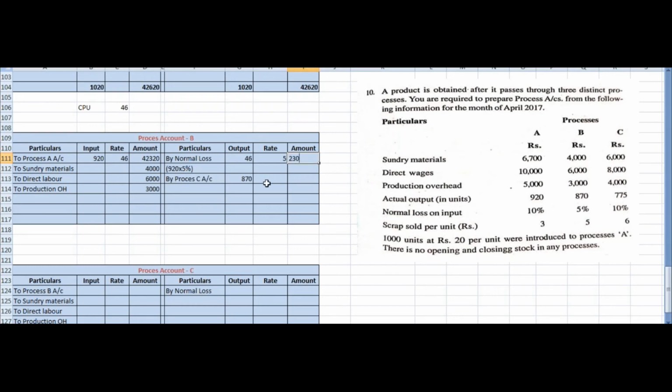Tell me now, abnormal loss or abnormal gain. Check which side is more and which side is less. Abnormal loss, sir. 920 minus 916, that is 4 units. So we get 4 units as an abnormal loss.